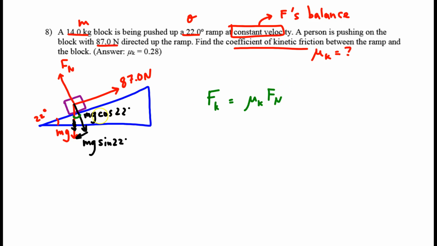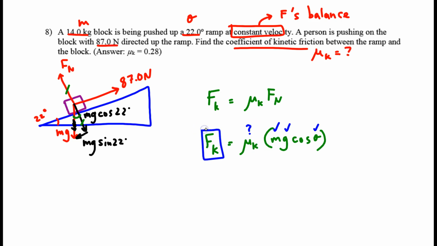But we know what Fn is. The upward pointing force must balance the down. So in place of Fn, we know it must be balancing or equal to mg cos theta. Now look at where we are. To find mu, do we know mass? Yes, we do. Do we know g? Yep, 9.81. Theta we know. So before we can find mu, we'll just have to find Fk. How do we find Fk?